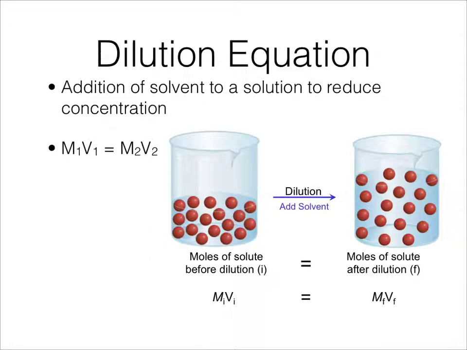Another common kind of stoichiometry problem in dealing with solutions is the dilution equation, or the addition of solvent to make something less concentrated. So when we add a solvent to a solution, the number of moles of our particles stays the same. So if you count those spheres, they're exactly the same. But the space in which they're free to move has changed. They've become less concentrated, so more dilute.